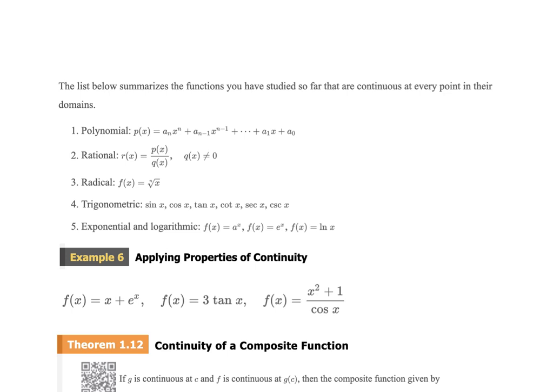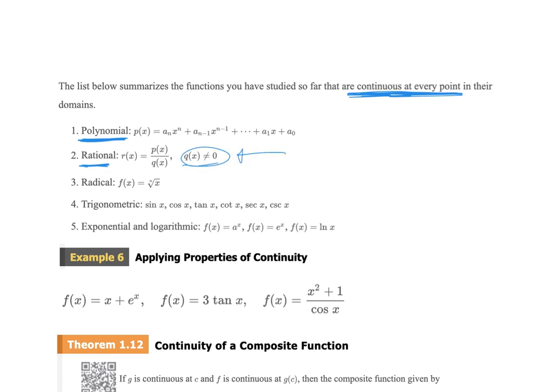Now, when we discuss continuity, most functions we deal with are continuous at every point, and so we're just going to list those out. As we talk about continuity and discontinuities, we're going to focus on ones that are not continuous at every point. But it's good at this point to say, if you have a polynomial, it is going to be continuous everywhere. A rational function, r of x equals p of x over q of x, will be continuous at every point as long as q of x does not equal 0.